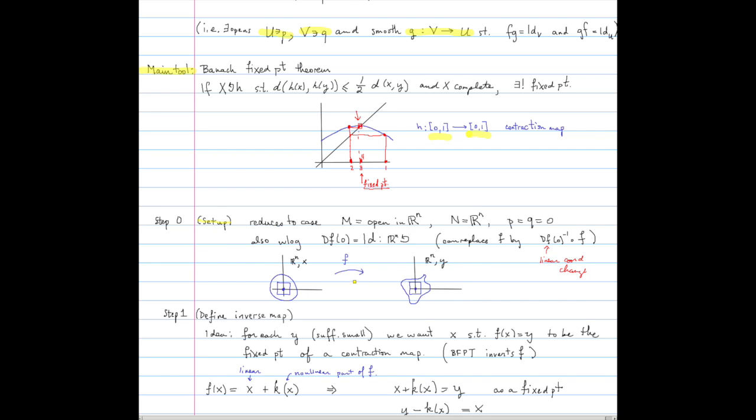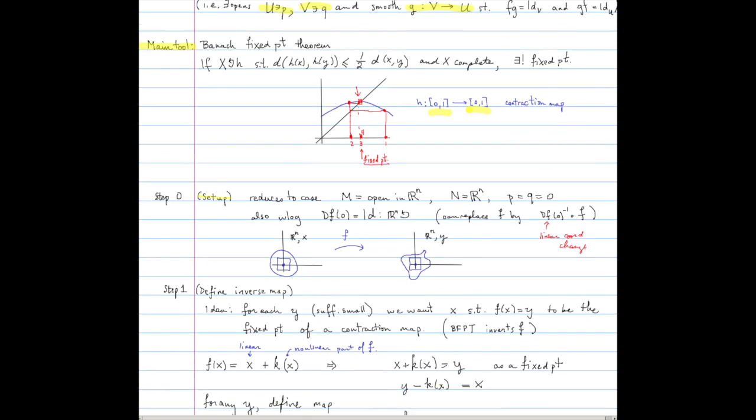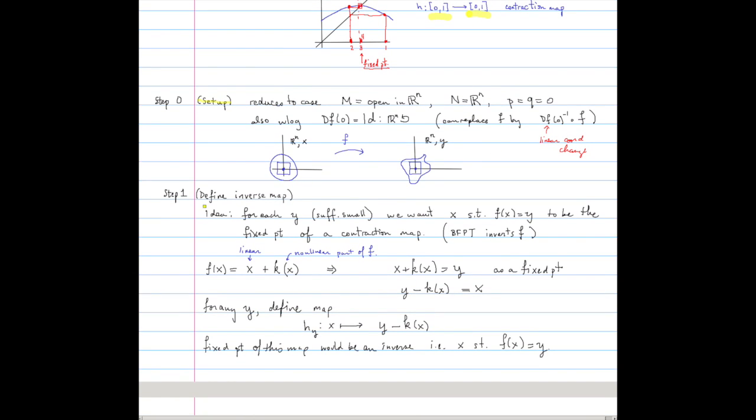We're going to locally invert this map. So the first step is to actually define the inverse map, which we're going to call G. The idea is that if I have a point in the codomain y, I would like to produce the inverse applied to y. So I need to find the point x in the domain so that if I apply f to it, I get y.